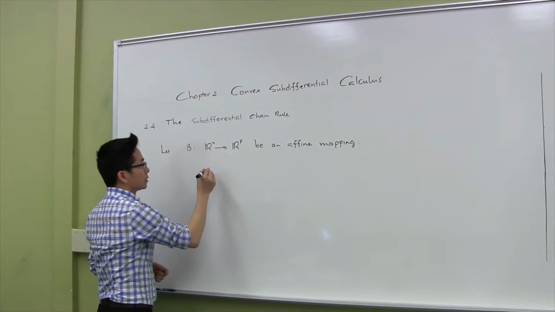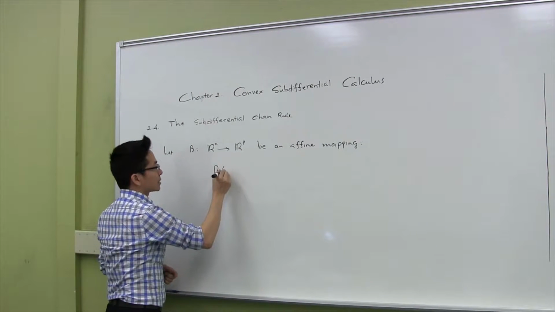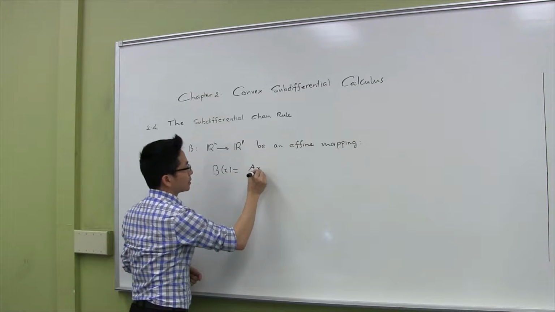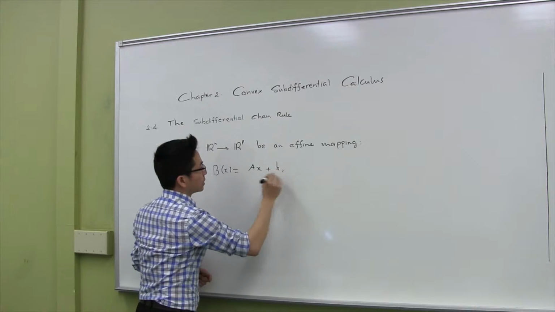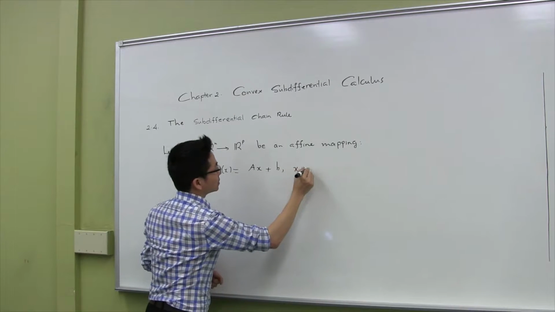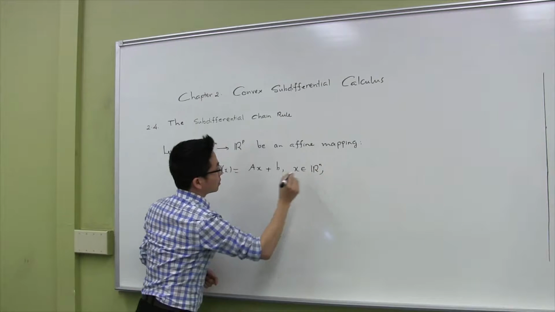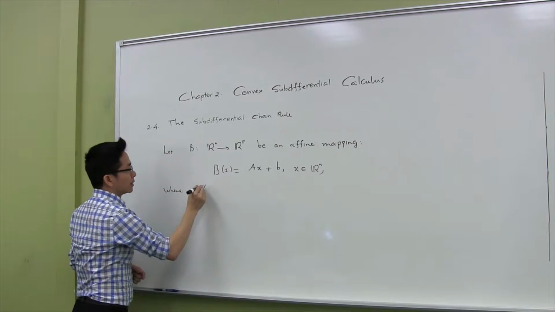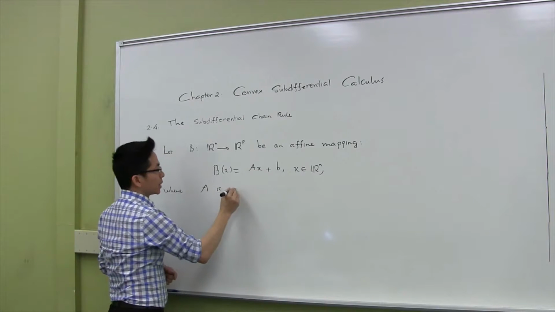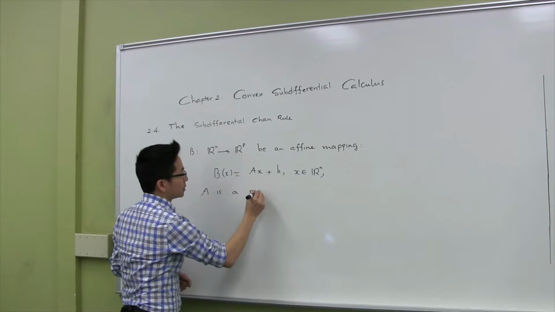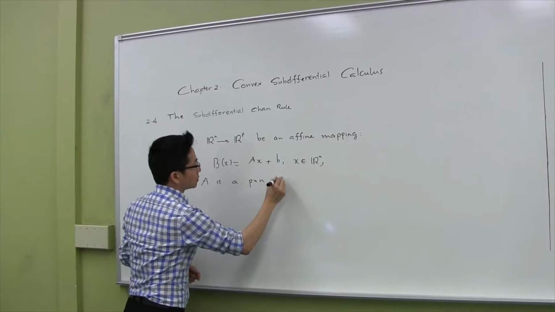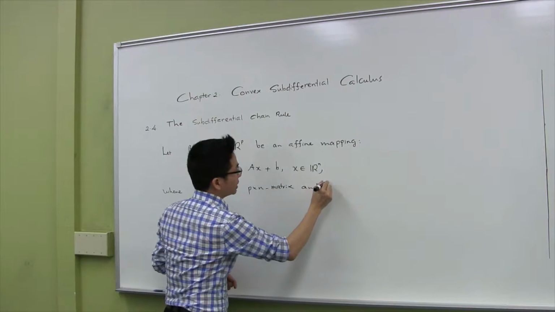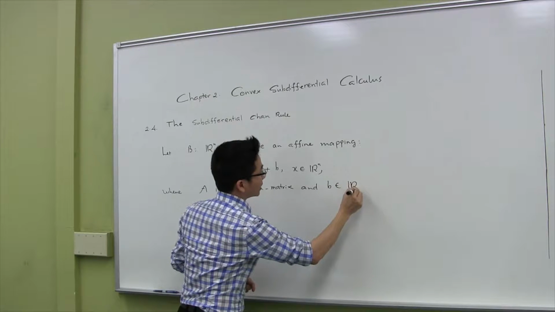That means B of x can be represented as Ax plus b. Here x is in R^n, where A is a p by n matrix, and b is an element of R^p.